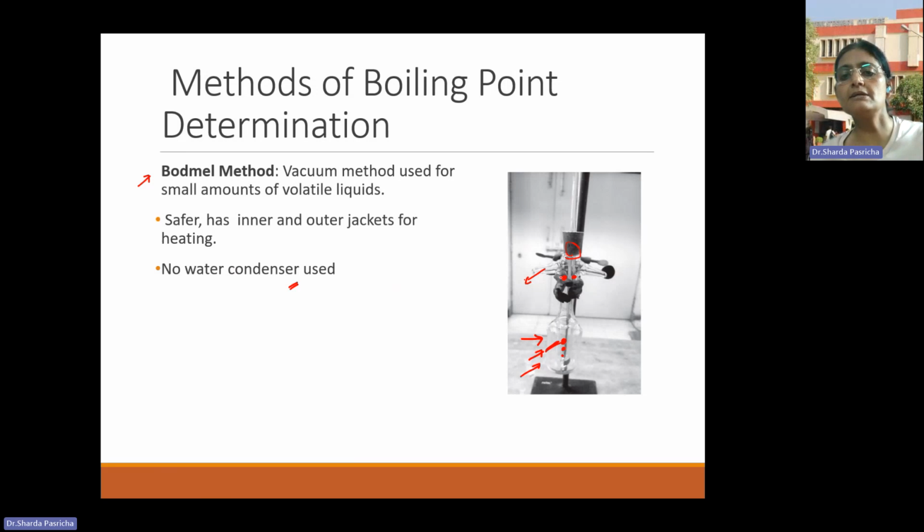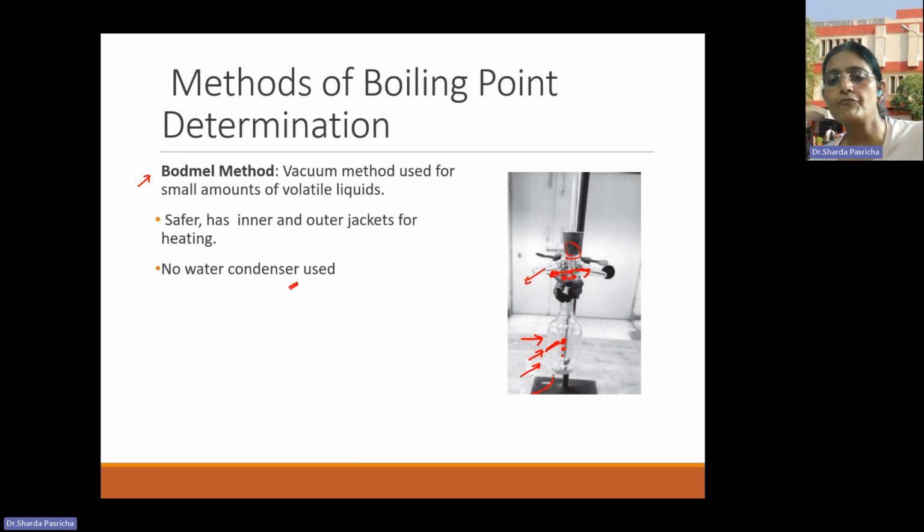So what we do is we put 1 to 2 ml of liquid in this inner jacket. We adjust the cork with the thermometer in such a way that the tip of the thermometer is in line with the finger projections here. And securely clamp this on the clamp stand, suspended in air.